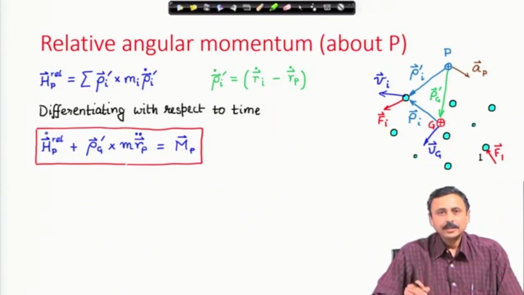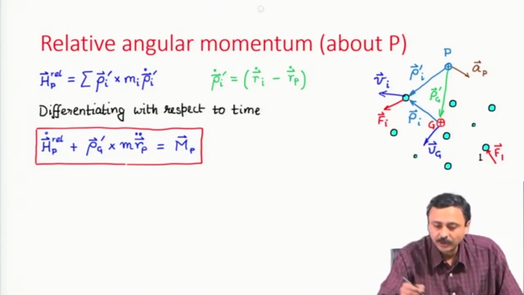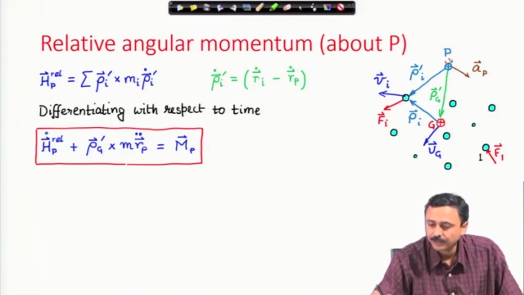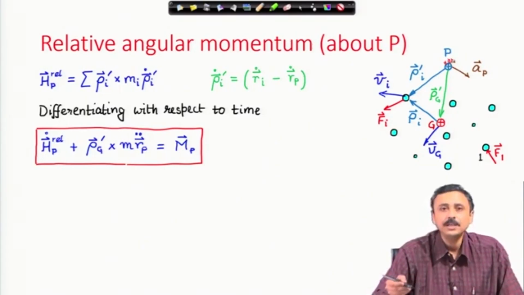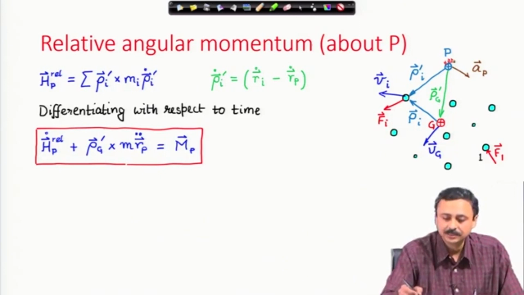Let us now look at some special situations. What if I fix this point P? In other words, P is a point fixed in the inertial space.